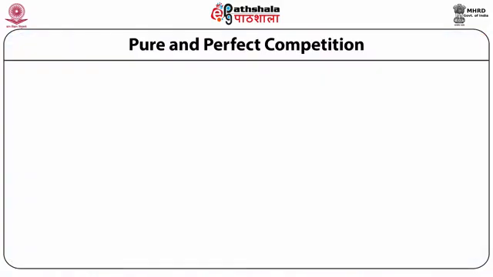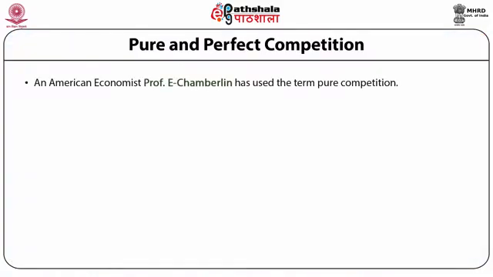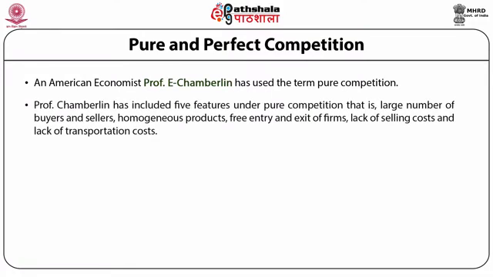Pure and perfect competition. An American economist, Professor E. Chamberlain, has used the term pure competition. Pure competition is a narrow, whereas perfect competition is a wider term. Professor Chamberlain has included 5 features under pure competition, that is large number of buyers and sellers, homogeneous products, free entry and exit of firms, lack of selling cost and lack of transportation costs.